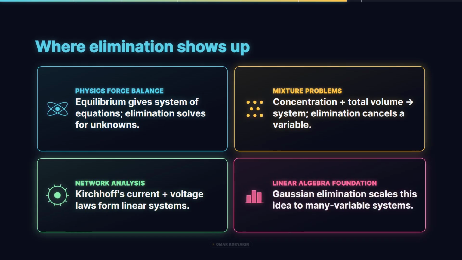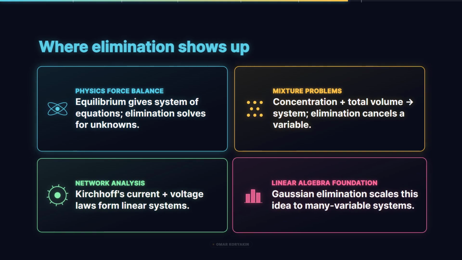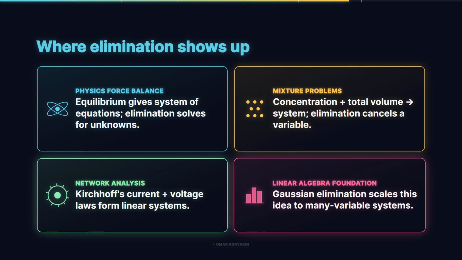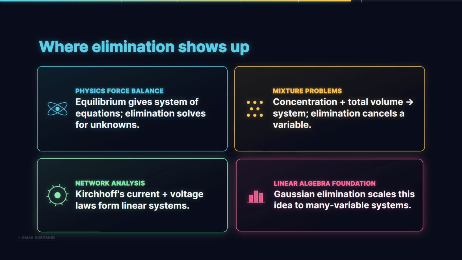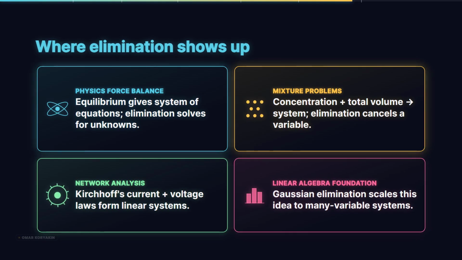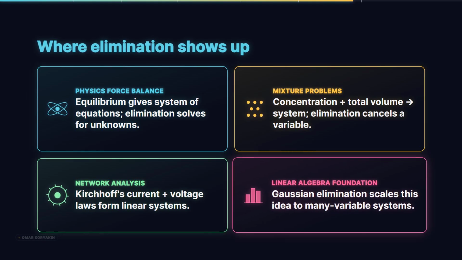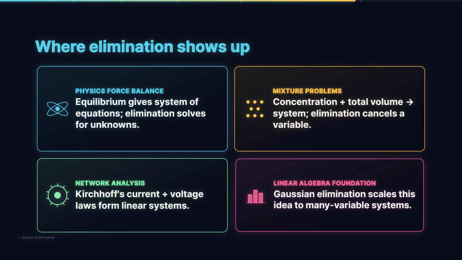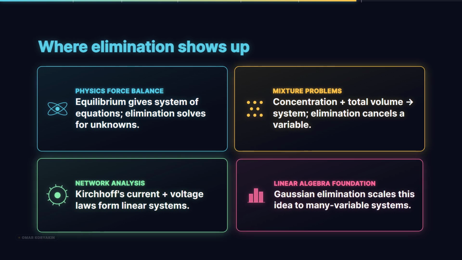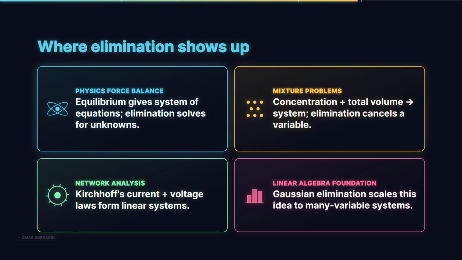In linear algebra, Gaussian elimination is the algorithmic generalization of the elimination method to systems with many variables and many equations. The textbook procedure scales the manual elimination workflow you learned today to systems with hundreds or thousands of variables, executed by computer software. Mastering the manual elimination method now is the literal foundation for understanding Gaussian elimination and matrix-based system solving in later courses, including the linear algebra and numerical analysis courses you may take in college.